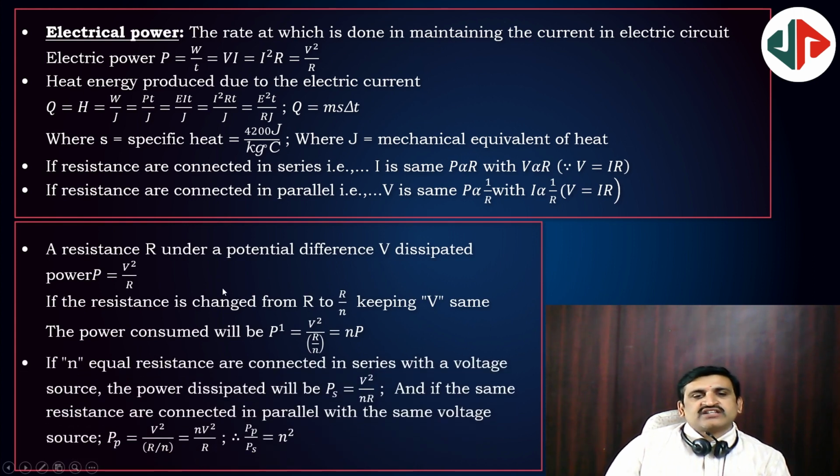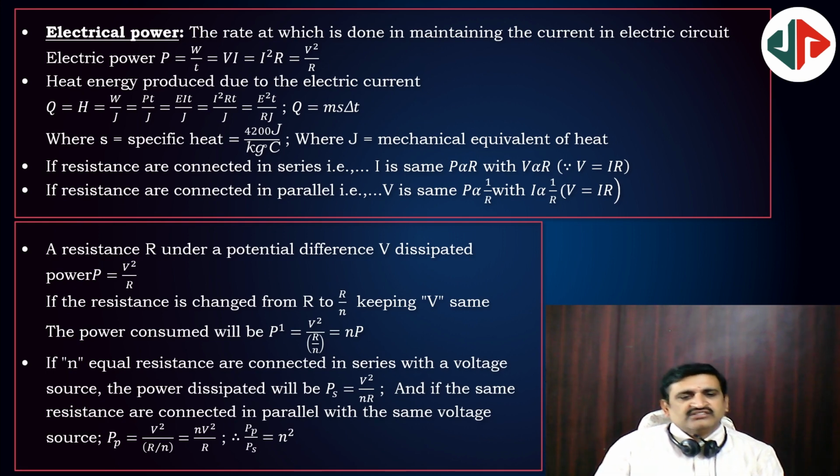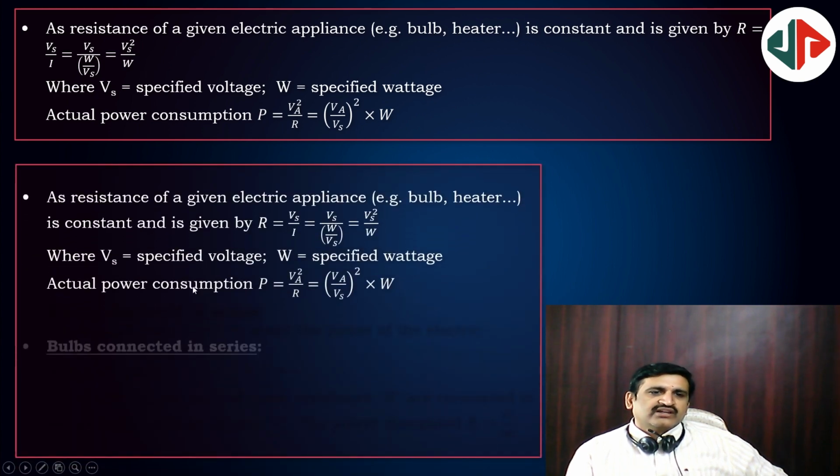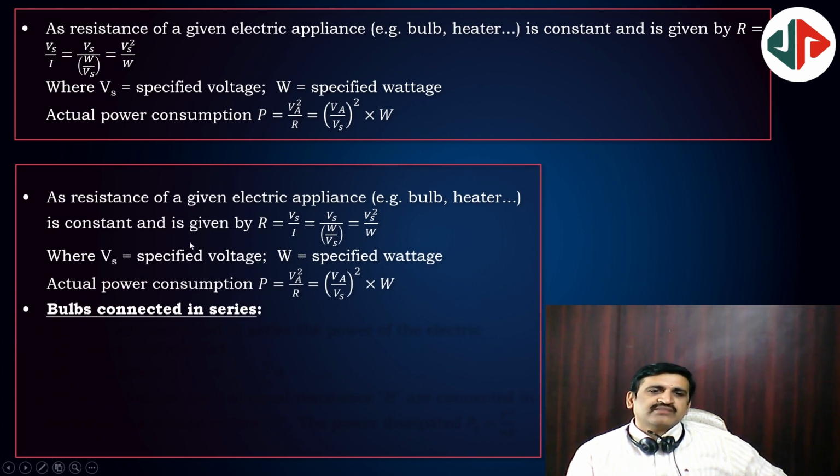Resistance R under the potential difference V dissipates P equal to V squared/R, and these are all normal things. Resistance of a given electrical appliance R is equal to Vs/I or Vs squared/W. Resistance for a given appliance, bulb or heater, is constant and is given by R equal to Vs/I. We call it the inbuilt resistance, and this is always constant. If you change the external potential difference, then the current flowing through it will change, but the inbuilt resistance will not change. So Vs squared/W is the formula for it.